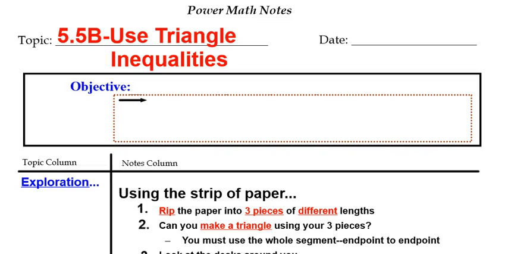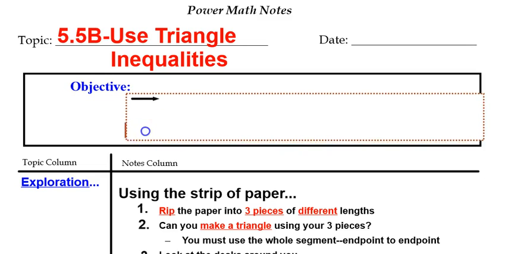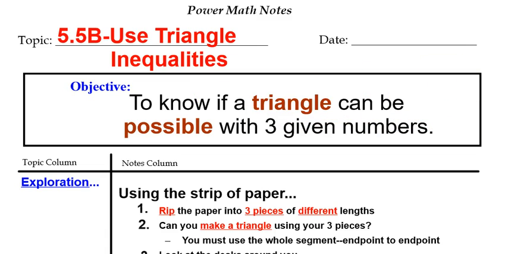All right, gang, we're going to be working on lesson 5.5b using triangle inequalities. We're going to go through an exploration here to help us understand the topic. What I first want you to do is to copy the goal for the day. Our goal is to know if a triangle can be possible with three given numbers.